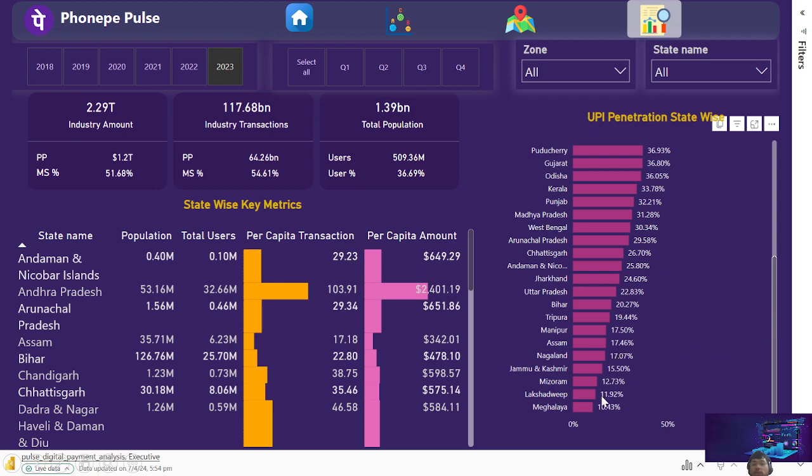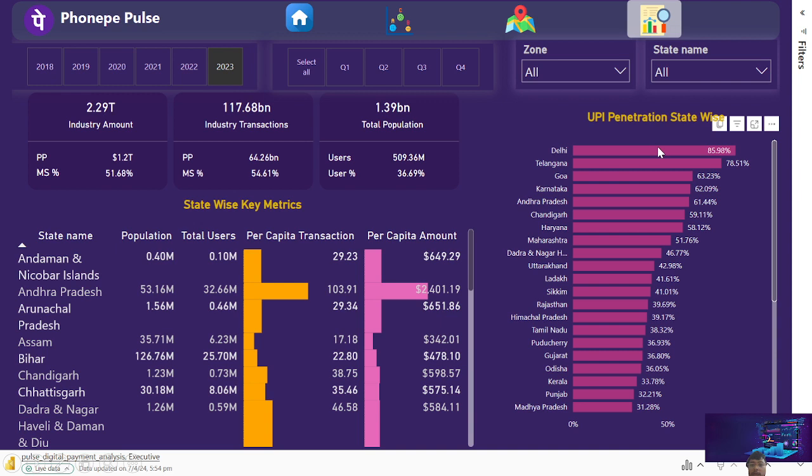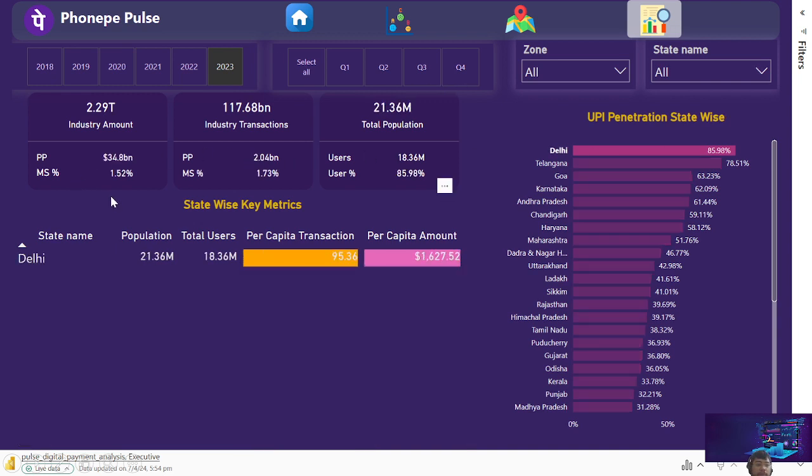So these are the two states. So let's look at Delhi. The population of Delhi is 21.36 million and the total users are 18.36 million. Per capita transaction is 95.36 and the per capita amount is $1,627.